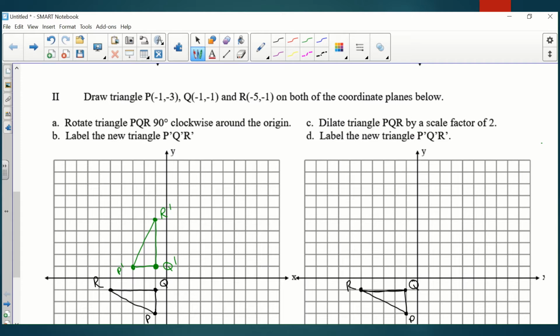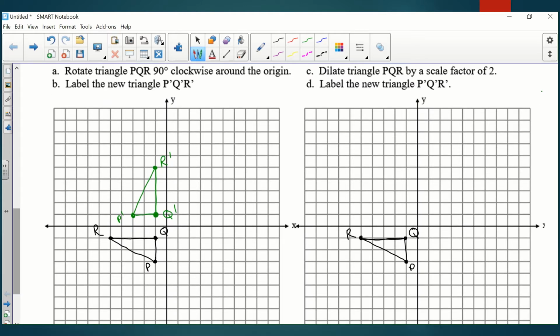and we're going to dilate it by a scale factor of 2. So dilating, we're going to actually make this triangle larger because we're dilating it by a scale factor of 2, which is a value greater than 1. So when we dilate by a scale factor of 2, we're going to multiply each point, so the x and y value, we're going to multiply each value by 2.